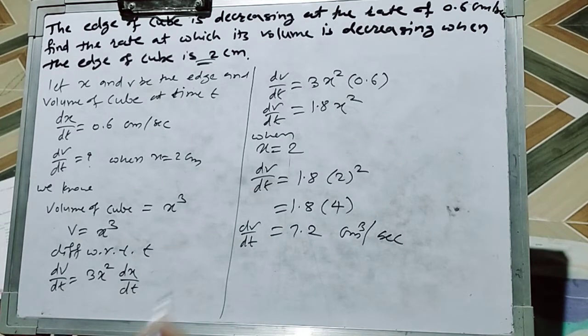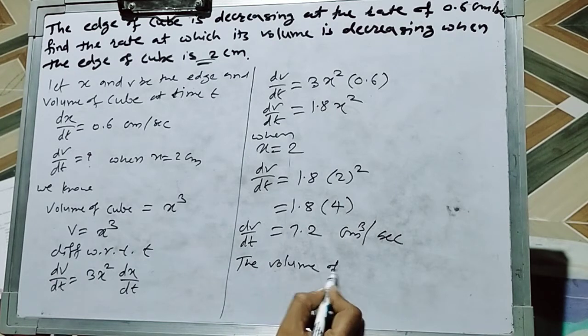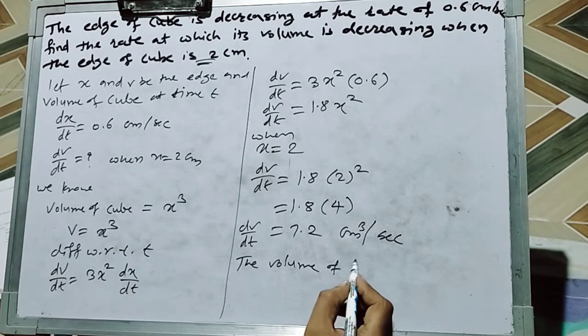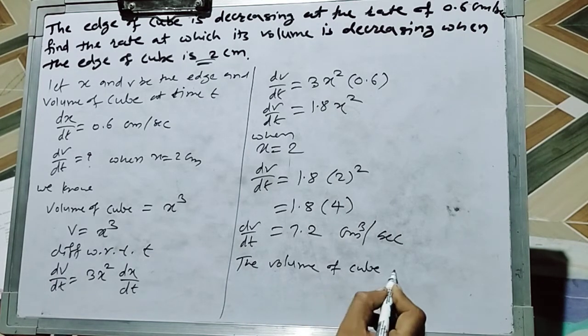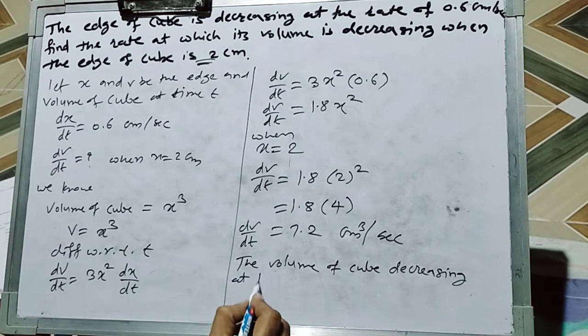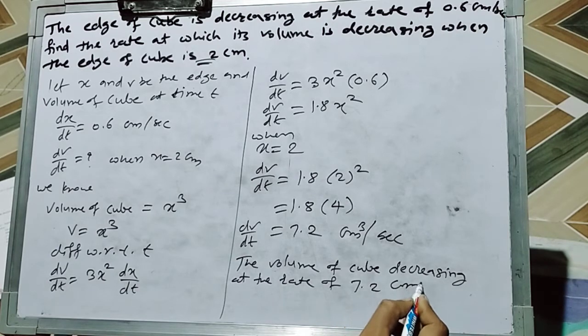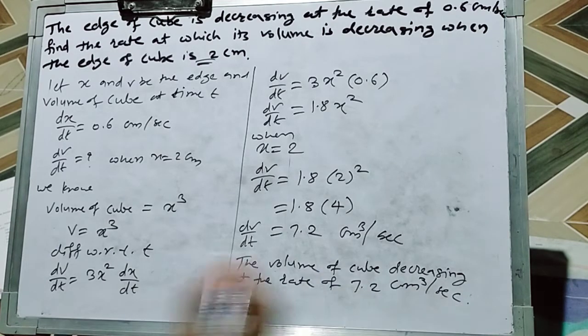So therefore the volume of the cube is decreasing at the rate of 7.2 centimeter cube per second.